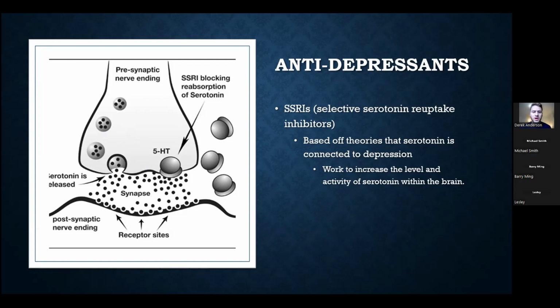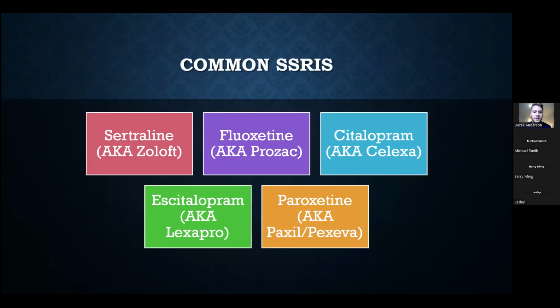So some common examples of these that you might have heard of. Here's a few of the names. One of them is sertraline, known as Zoloft. There's fluoxetine, known as Prozac. There's citalopram, also known as Celexa, and then Lexapro, and then paroxetine, known as Paxil or Pexeva.